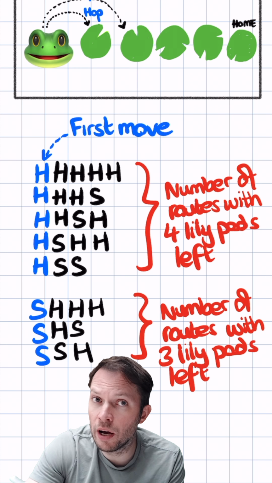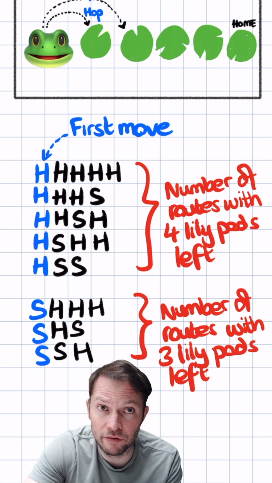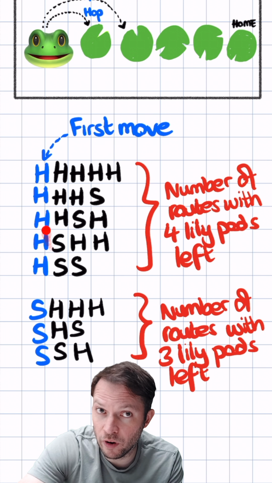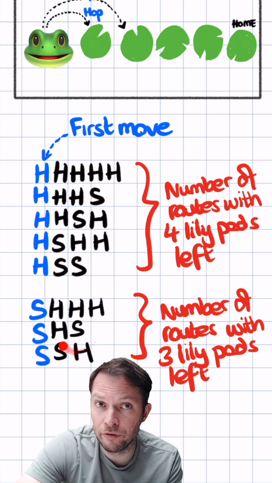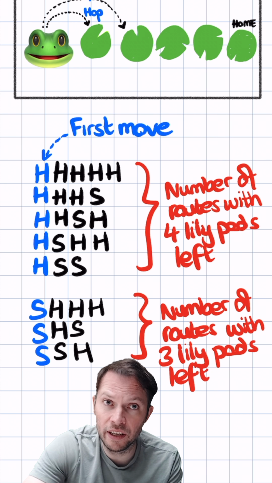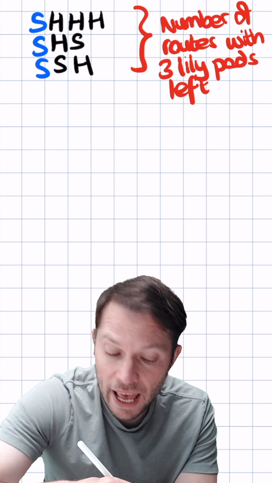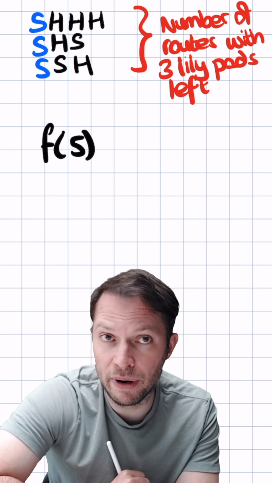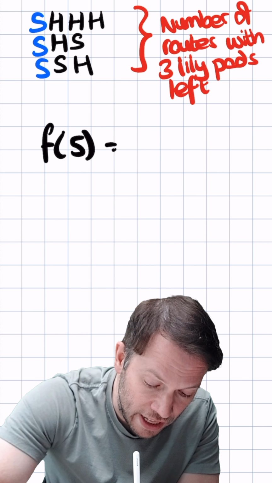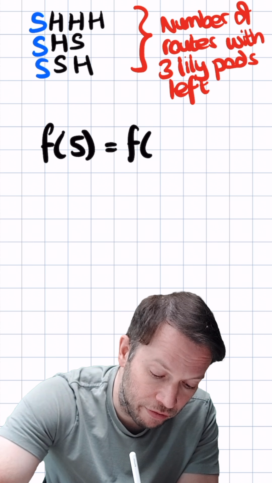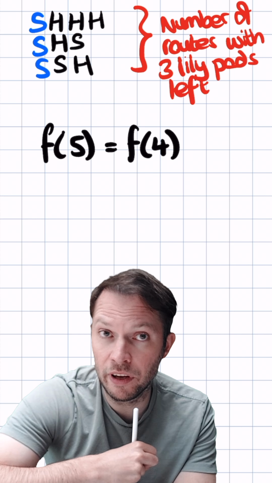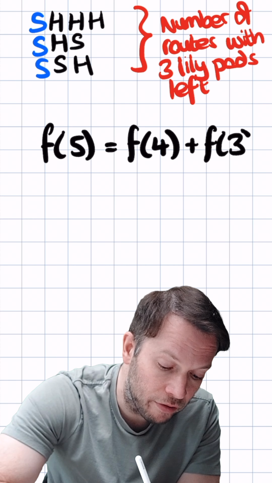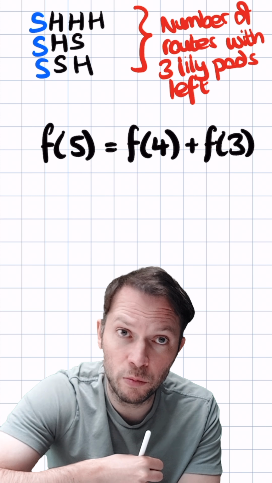So in total, the number of routes when the frog has 5 lily pads in front of it is the number of routes where there's 4 lily pads in front of it, where we started with a hop, plus the number of routes where we have 3 lily pads in front of it after we've done a skip. Now, if we were to define a function f such that f of 5 is the number of routes when we have 5 lily pads in front of you, we said that's equal to the number of routes when we have 4 lily pads in front of you, because we started with a hop, plus the number of routes when we have 3 lily pads in front of you, because we started with a skip.